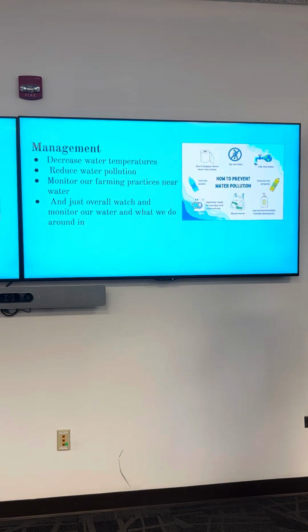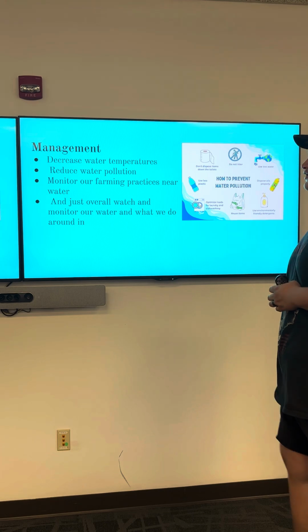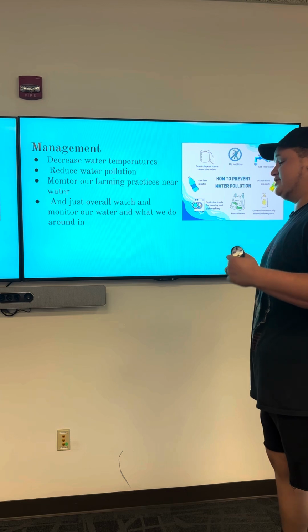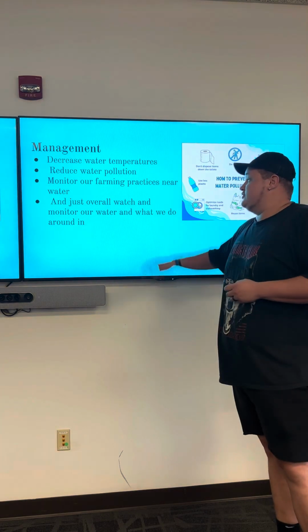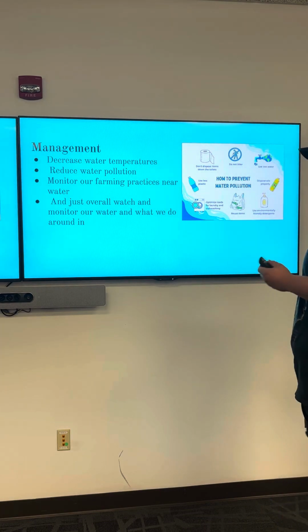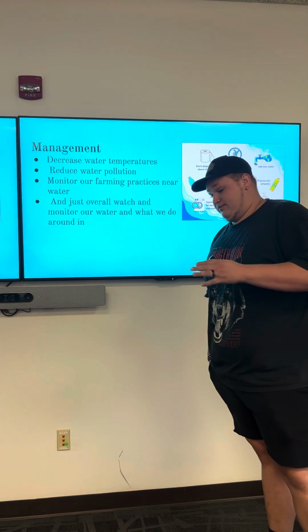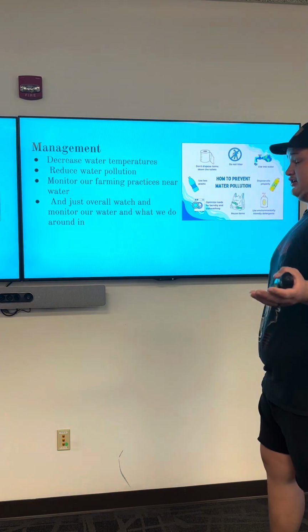Back to the next slide, a couple of management things we could do to decrease the conductivity of water. We could try to decrease water temperatures, because as water temperature increases, conductivity increases. So if we do the opposite, decrease water temperatures, then it will decrease the conductivity. We could also reduce water pollution, such as trash and waste. There's the example of oil, detergents, bags, anything like that that can pollute the water will give the pure water ions to have the potential to be conductive.